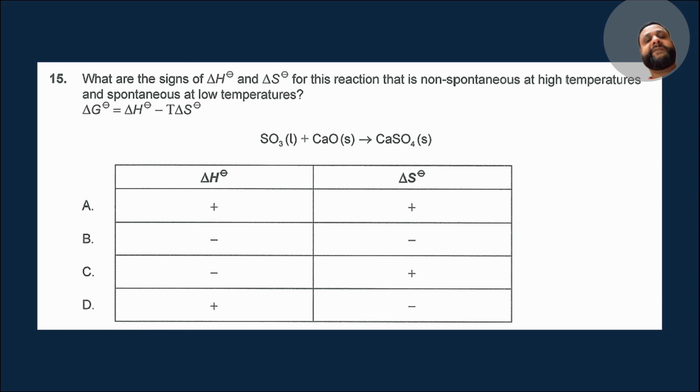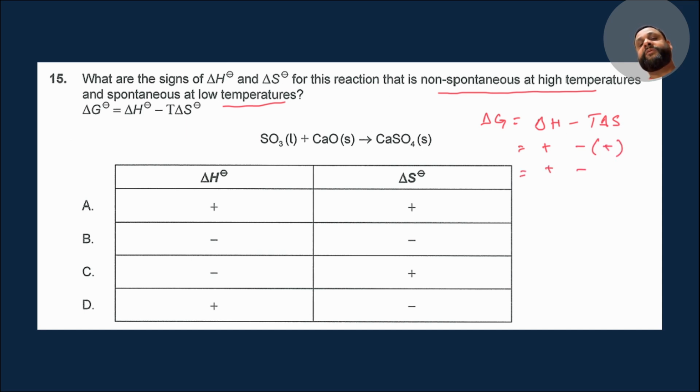Question 15. What are the signs of delta H and delta S for this reaction that is non-spontaneous at high temperature and spontaneous at low temperature? So let's look at the options. So option A, delta H is positive, so it is an endothermic reaction, and delta S is positive, so there's an increase in entropy. So endothermic plus signs here, minus and plus will give us minus.